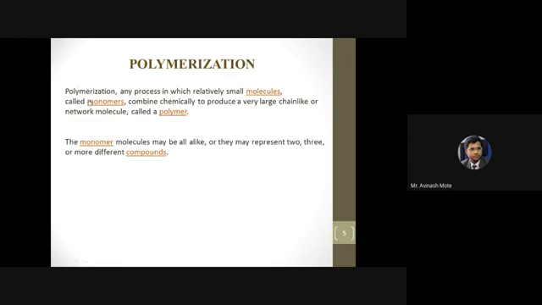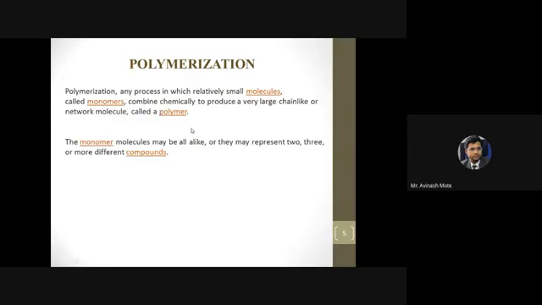Here is the definition given: polymerization is any process in which relatively small molecules called monomers are combined chemically. Important. Simply, addition is the word, no problem, but don't take the meaning as it is. Addition in the sense of a chemical addition, or simply a reaction, to produce a very large chain-like network. It's called a polymer, and this process is called polymerization.